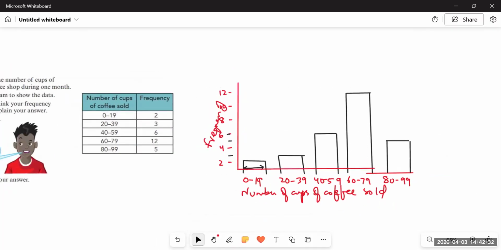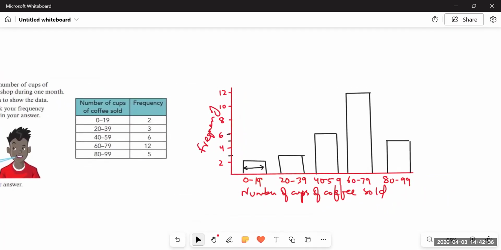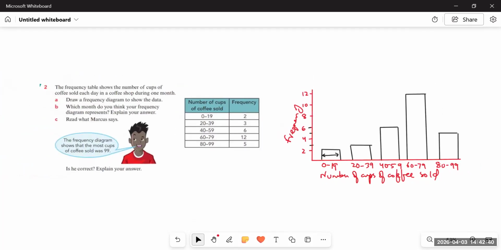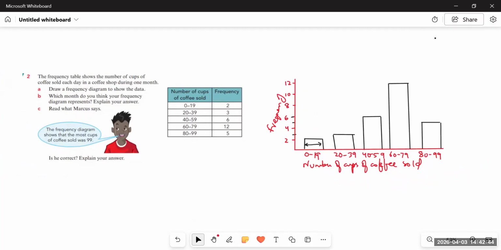Now the next part says, which month do you think your frequency diagram represents? Since the number of cups of coffee sold, 60 to 79 cups, was the highest, this tells us the bar for 12 frequency is the highest and it's 60 to 79. So it must be a month in which most people prefer drinking coffee due to winters. So it could be winters.